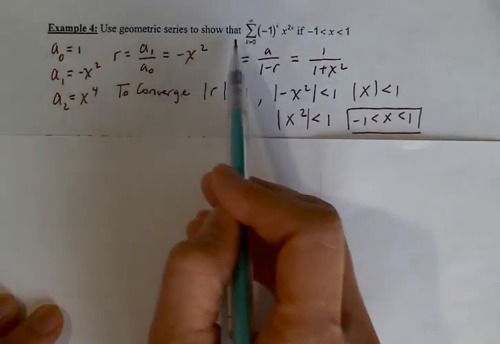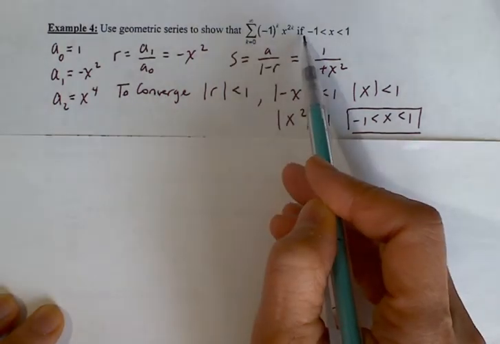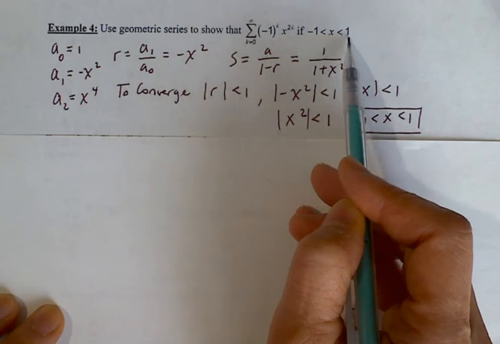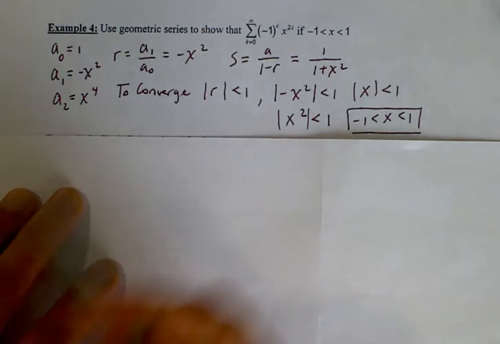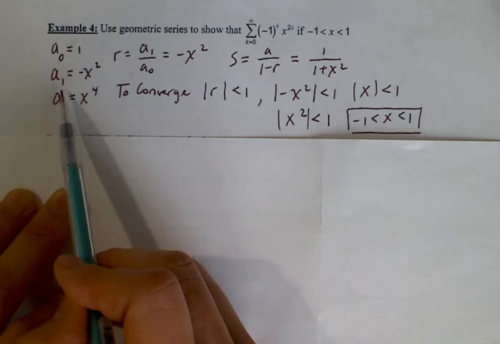Okay, the next example, we are on page 10 now. It says to use a geometric series to show that this series here is true if -1 is less than x is less than 1. So you want to show when it converges.